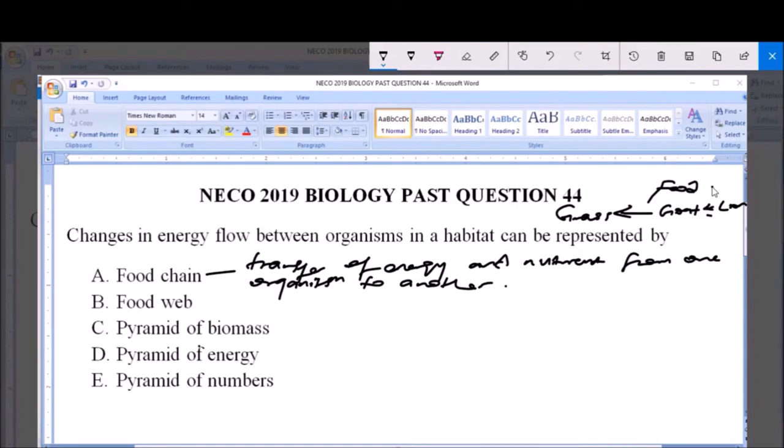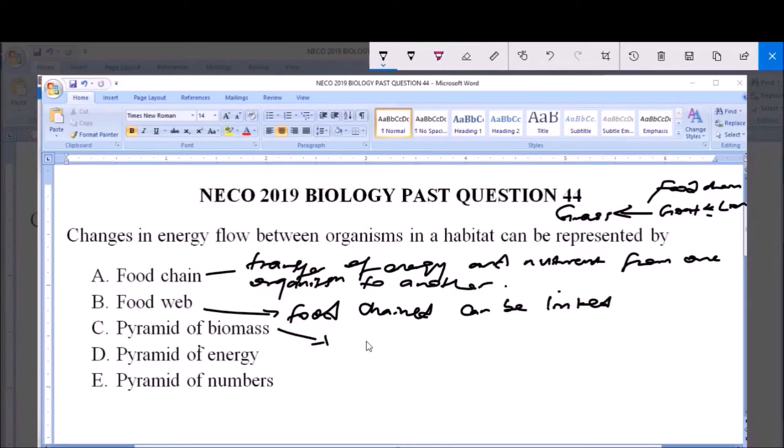Now B says food web. Food web in an ecosystem simply represents what? It represents numerous food chains, that is how numerous food chains can be linked together. That is a food web. A food web comprises different food chains. Now C says pyramid of biomass.